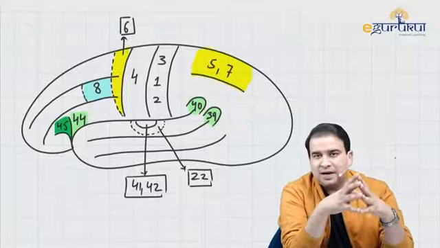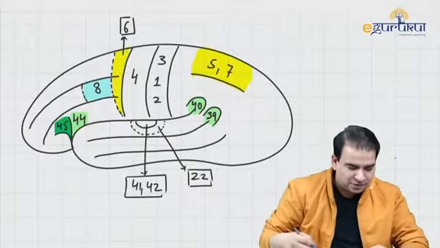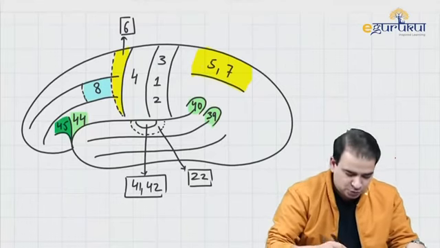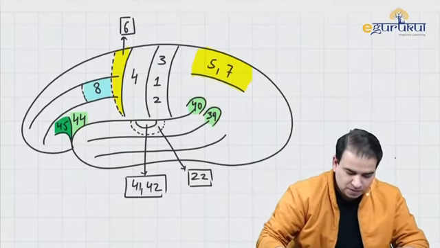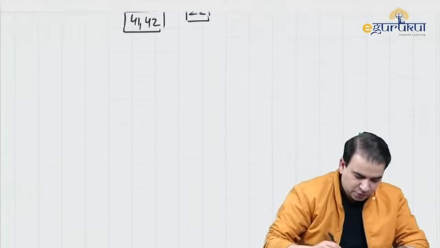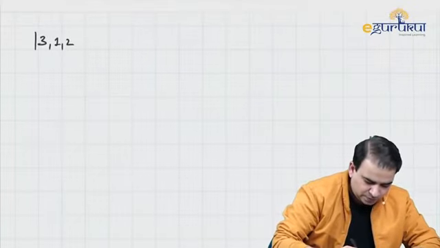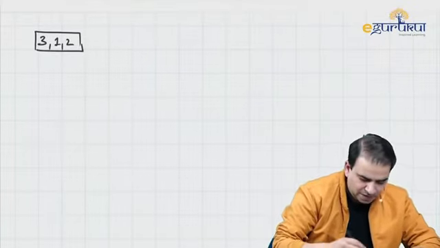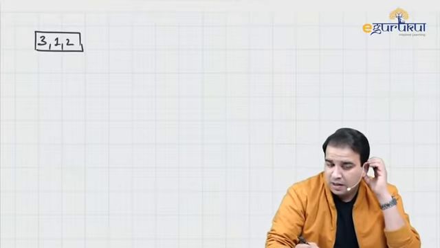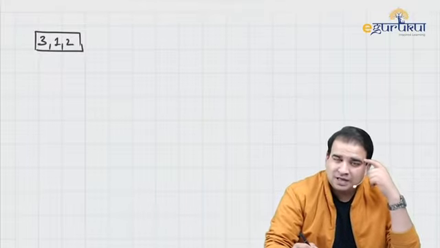So let's do one thing. Let us write down these areas separately one by one and see what exactly their function is and what the injury may lead to. So there we go. Let us start with these very basic areas that we started with. That is area number 3, 1 and 2. And guys, I'll be writing the whole thing again because 3-4 years back, nobody used to ask many questions from these areas of the brain.